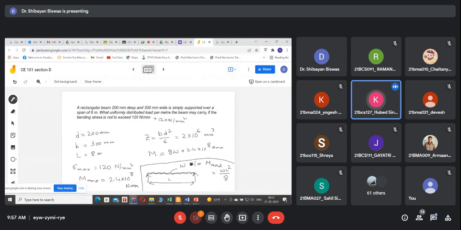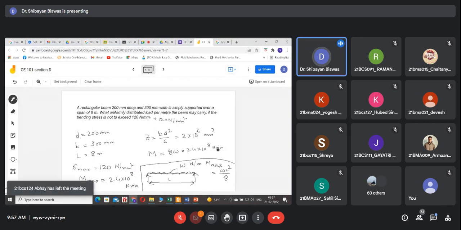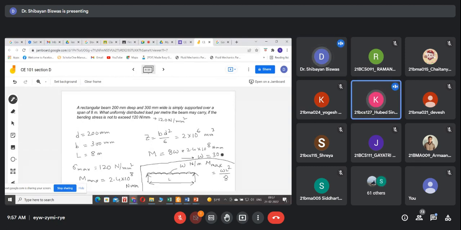Three into 10 to the power 8. I think for your convenience, you can use the higher orders of the unit. Otherwise, you will mistake any zeros, and then it will be difficult. So, can we just do it in Newton per meter or kilonewton per meter? Thirty kilonewton per meter. Yes.